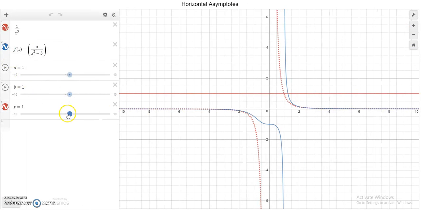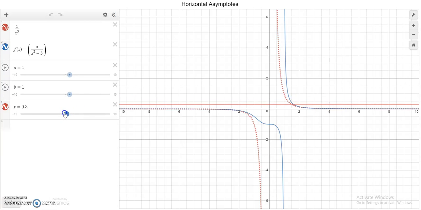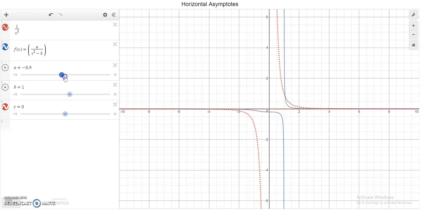Same with the vertical. I got it at 1, but I'm going to put it at 0. Change the A, just switches the sides. With B, just moves the graph from right to left.